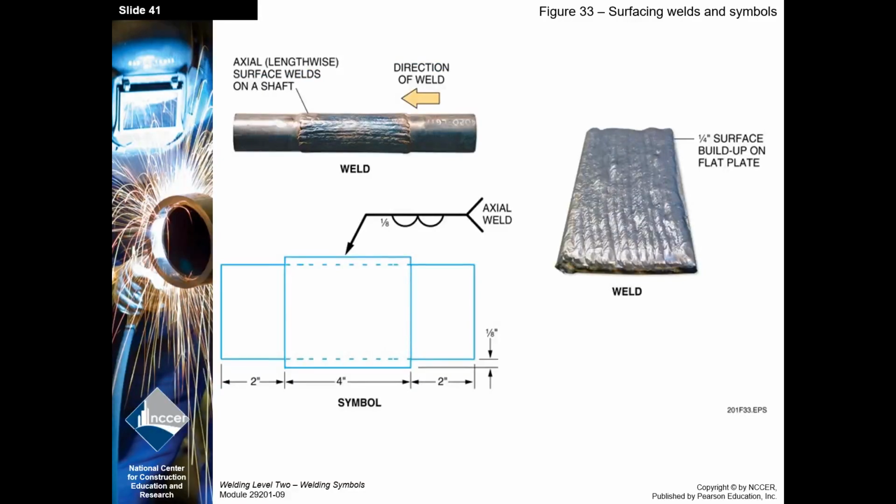Surfacing. Notice they had to indicate that we do axial. Typically, we always do radial. When you think about welding around pipe, you think about welding around pipe. Here, they're building up some sort of piece of pipe or shaft, so they indicated axial. Axial means parallel with that pipe. That's not common. So if we don't tell you, you're going to do radial.